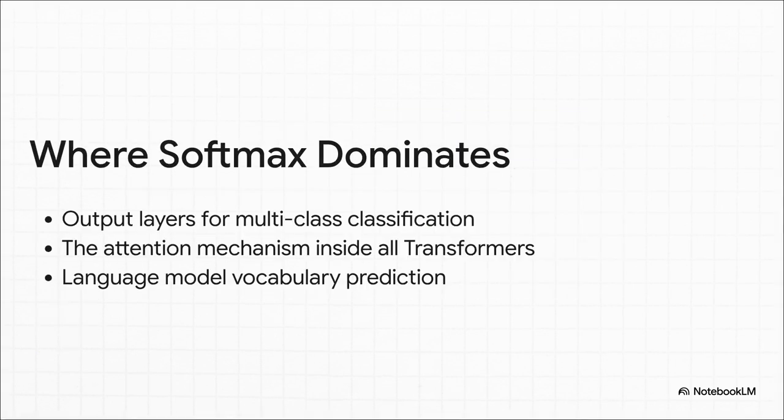Because it perfectly models that kind of competition, Softmax is almost exclusively used as an output layer function for multi-class classification. If you're categorizing an image into 1,000 different classes, Softmax is your final step. But for those of you tracking the modern LLM space, here's the real kicker. Softmax is literally the mathematical engine sitting inside the attention mechanism of every single transformer model out there, from ChatGPT on down. It converts those raw compatibility scores between words into the exact probability distribution that tells the AI exactly where to focus its attention.